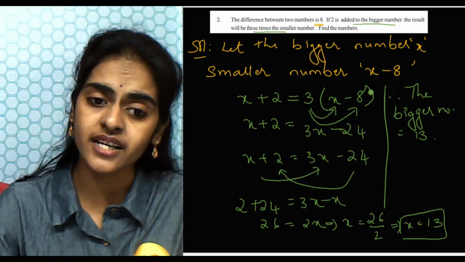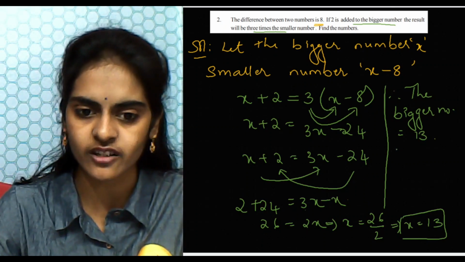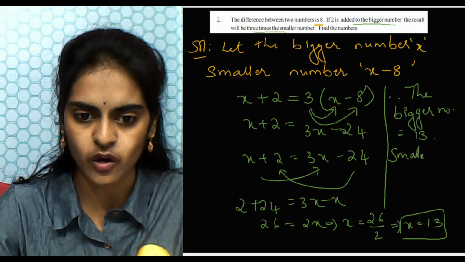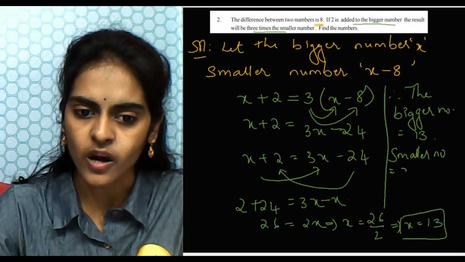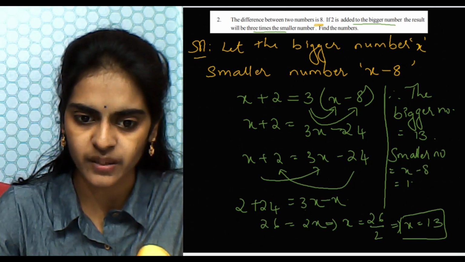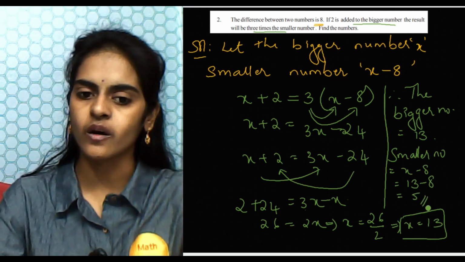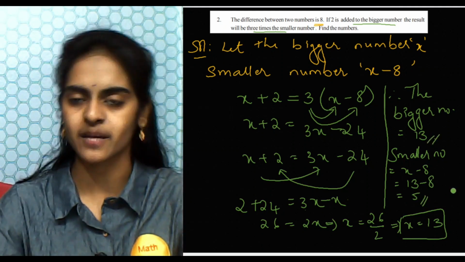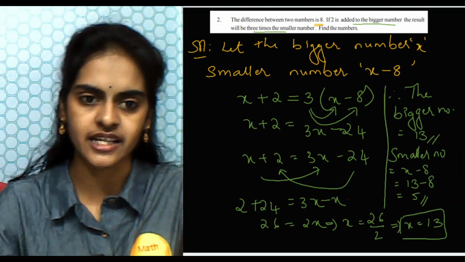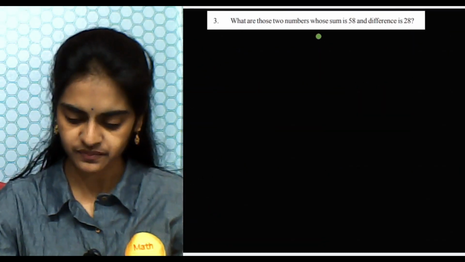And what about the smaller number? Smaller number is x minus 8. So let us write, the smaller number is x minus 8, which is nothing but 13 minus 8, which gives me 5. So the bigger number is 13 and the smaller number is 5. Understood? Let us move on to the next question now.